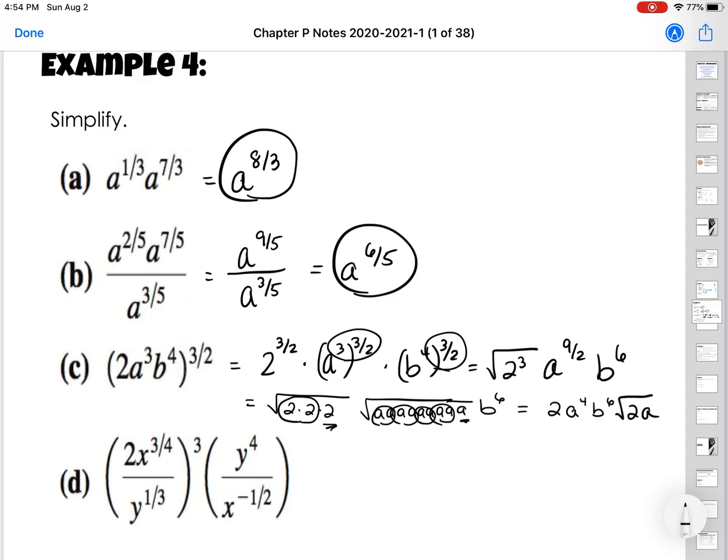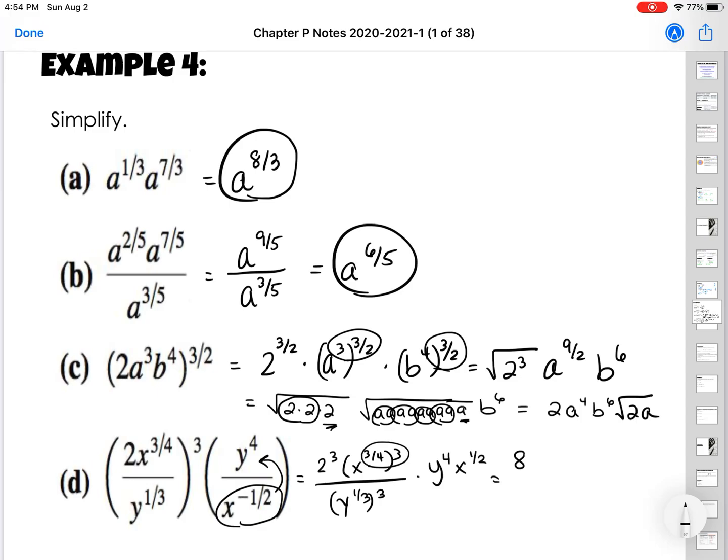Messy here, but we've got to give everybody that 3 first. So that's 2 to the third, x to the 3/4 to the third, y to the 1/3 to the third. And we might as well deal with this negative as well and bring that up. So we have times y to the 4th, x to the 1/2. Okay, so we'll clean up. 2 to the third is 8.